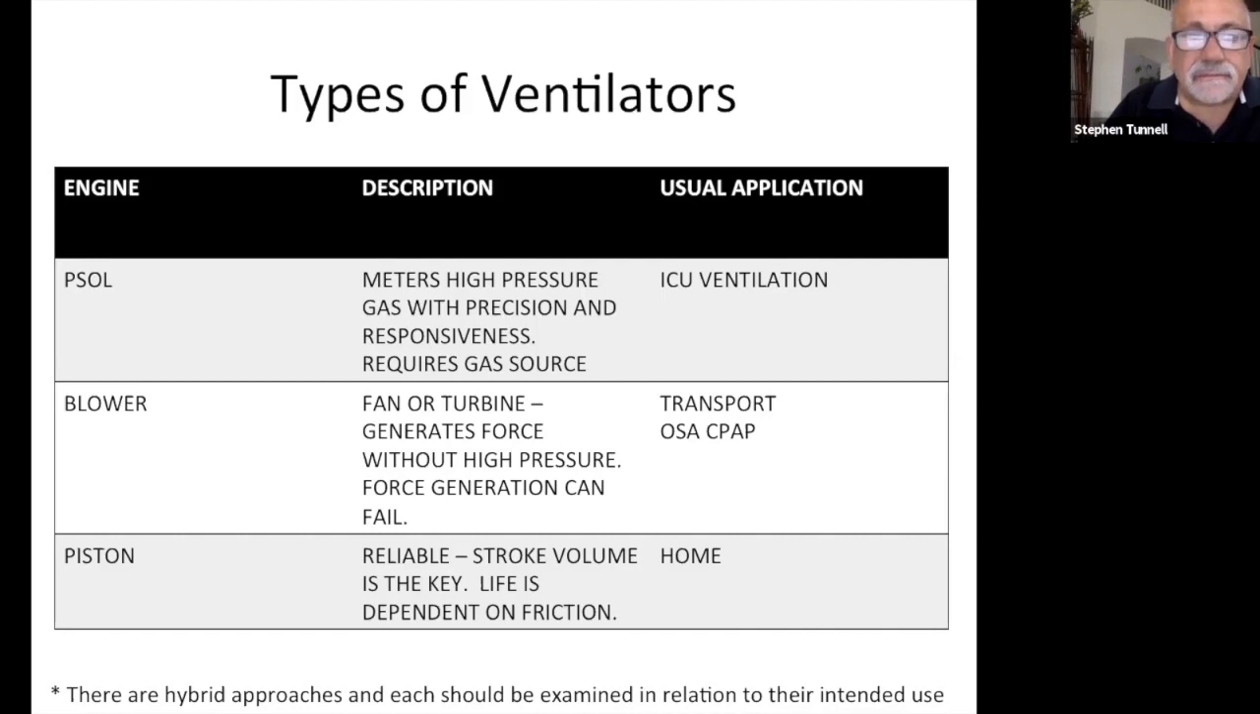Within the ventilator, what allows us to achieve the therapeutics is the engine of the ventilator. And the engine of the ventilator generally falls into three categories. You have a proportional solenoid, you have a blower, and you have pistons. Those are the three types of engines you'll run across. When I say engine, it is the thing that's generating the force to inflate the patient's lungs.